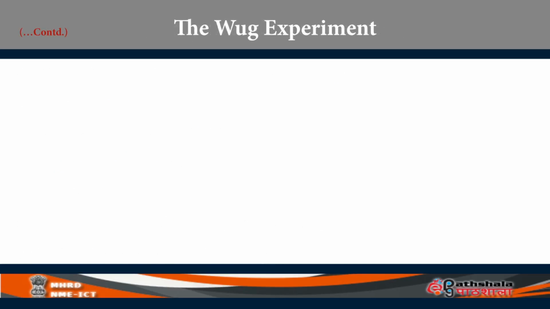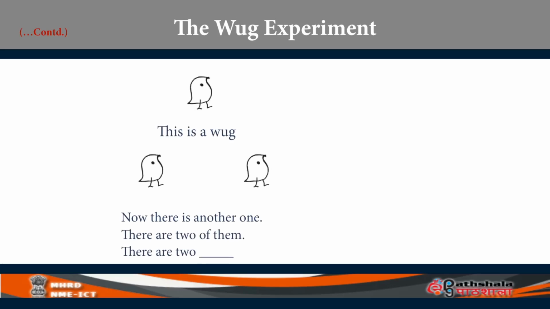A very famous experiment called the WUG experiment was conducted. In the picture in front of you, there is a picture of a bird-like creature, and under it there is a statement, this is a wug. Next, there are two of the same and words beneath that say, now there is another one. There are two of them. There are two blank. Children were asked to fill in the blank. By the age of 5 to 7 years, children produce the form correctly as wugs. Now this word is obviously coined by rule formation. The plural is created, it is not learnt, because the word wug is new and children would not have had access to it before.